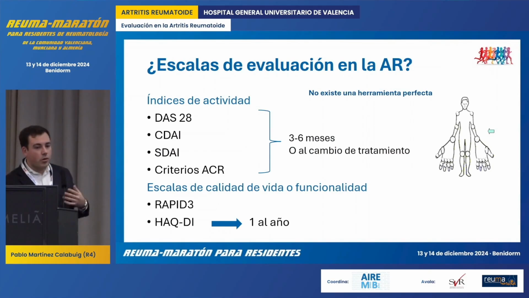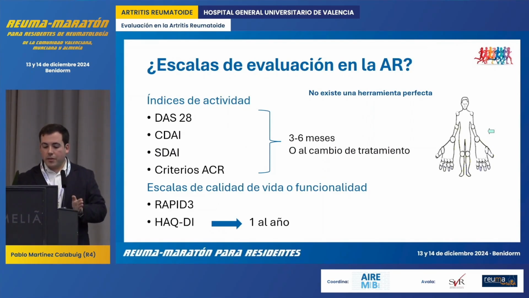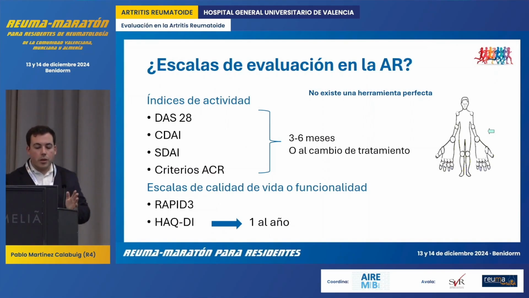And these assessment scales in rheumatoid arthritis, how often should I use them? What should I do in my consultation? Should I perform the DAS28 every time I see the patient in the consultation? Well, mainly, these activity indexes should be calculated every 3 to 6 months or when there is a change in treatment, meaning for those patients.